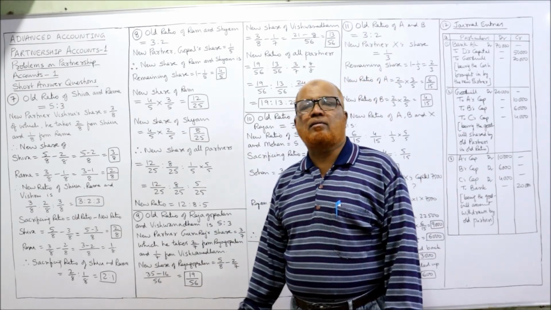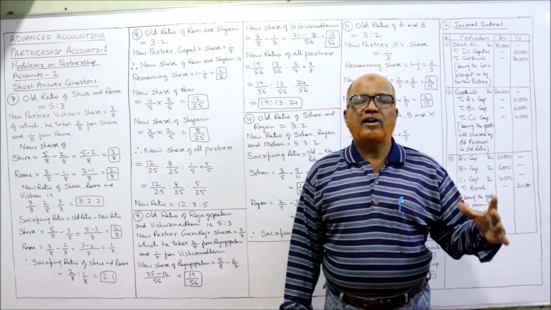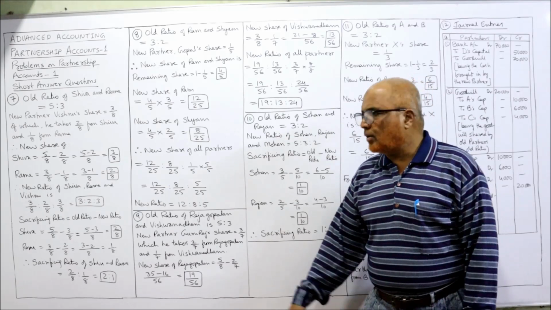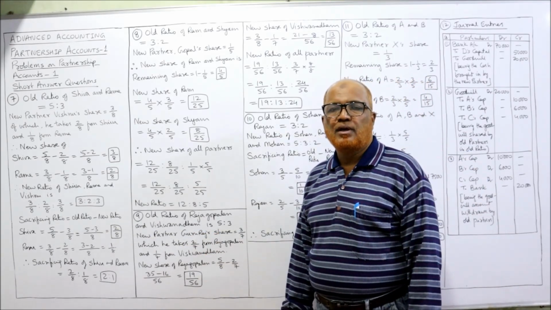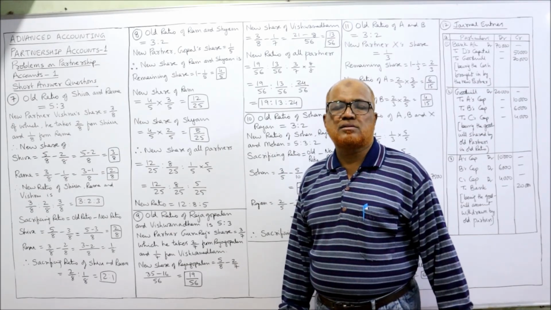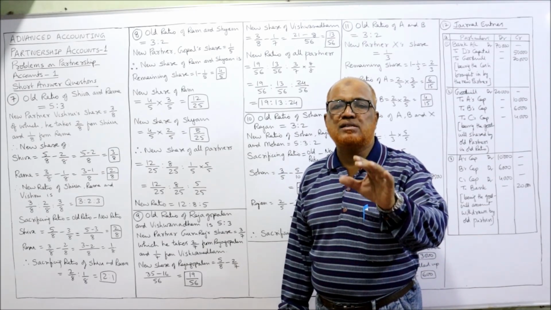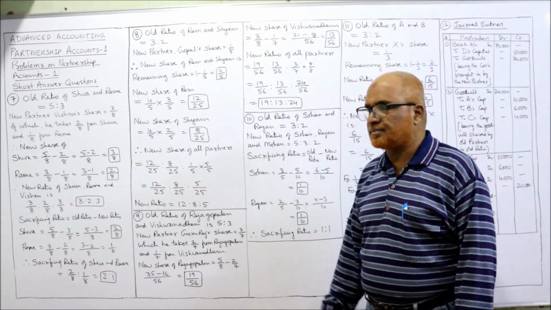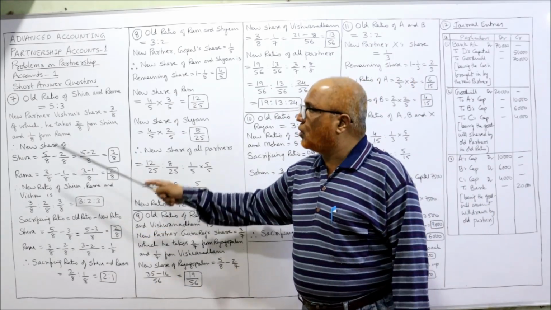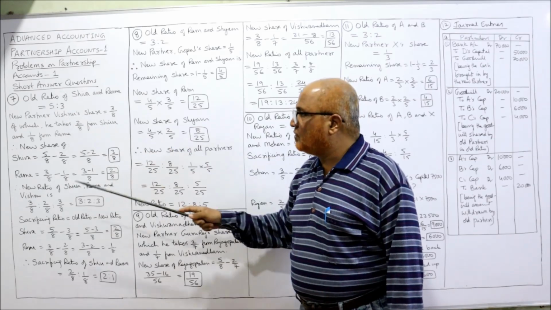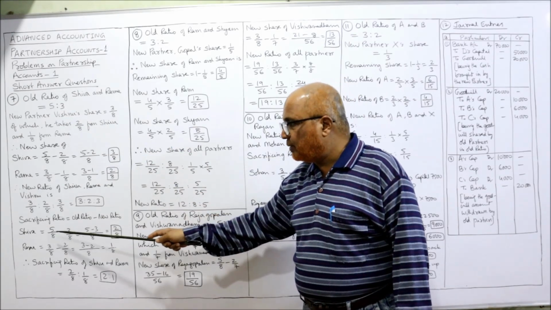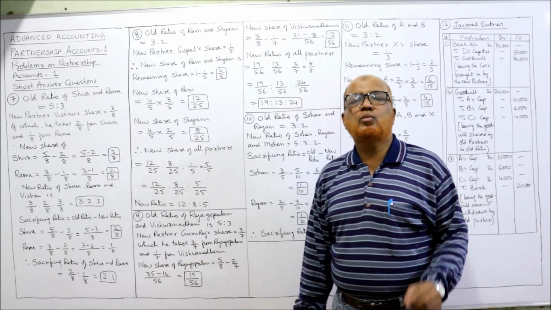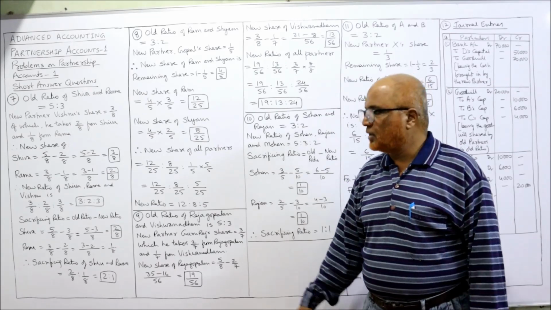Now, secondly, it is asking you to calculate the sacrificing ratio. In the theory video, I have explained what you mean by sacrificing ratio and what the formula is. The formula is old ratio minus new ratio. Sacrificing ratio for the old partners. The old partners are sacrificing some share of profit in favor of the new partner. So how much are they sacrificing? Shiva's old ratio is 5/8 and Shiva's new ratio is 3/8. So 5/8 minus 3/8, LCM is 8, 5 minus 3, 2, 2/8. 2/8 is the sacrificing ratio of Shiva.